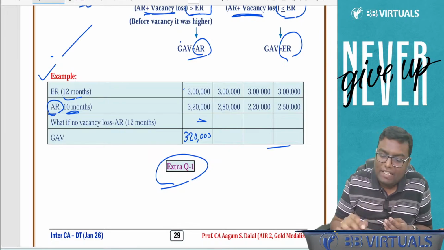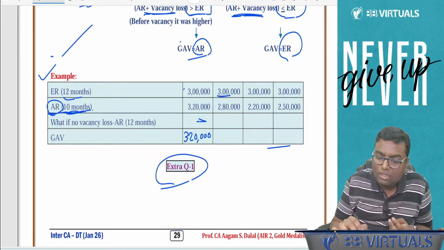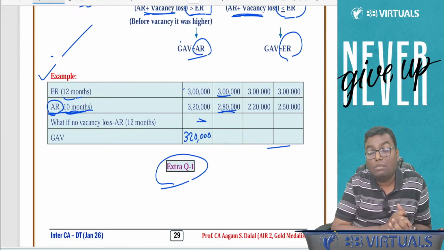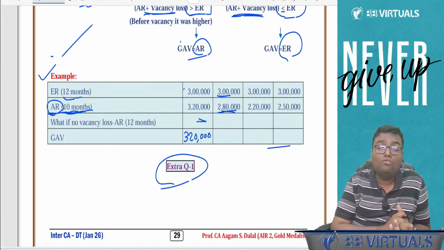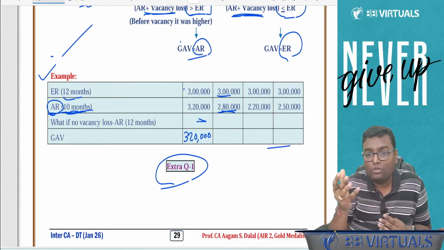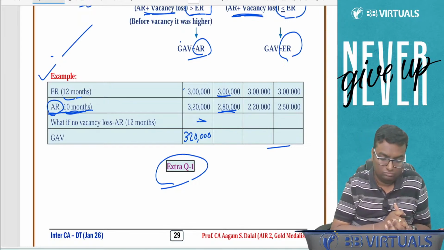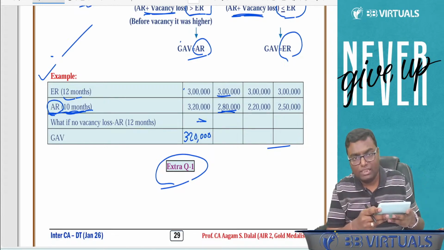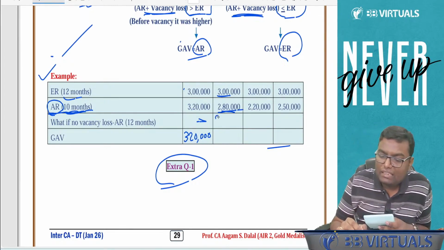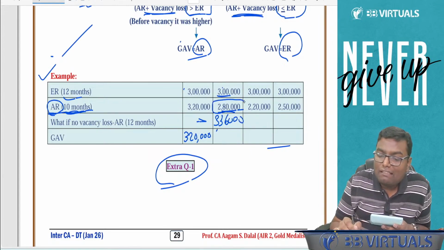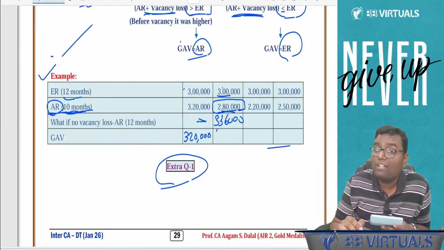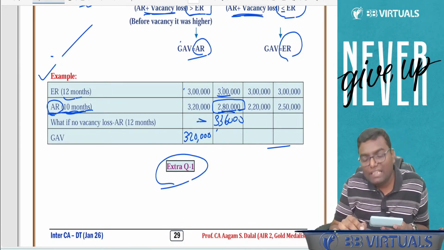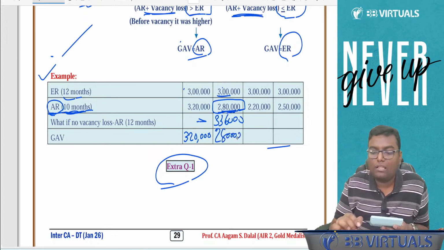Now let's say expected rent is 3 lakh, actual rent for 10 months is 2 lakh 80,000. Means it is less than expected rent. I have to count a notional loss. What if there had been no vacancy? If for 10 months it is 2 lakh 80,000, how much will it be if there is no vacancy? That amount will come to 3 lakh 36,000. At that time, it was more than expected rent. Now this is less than expected rent. So why did this happen? Because of vacancy. Government will give the concession. GAV will be 2 lakh 80,000.